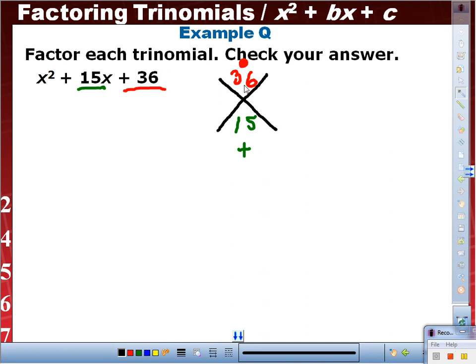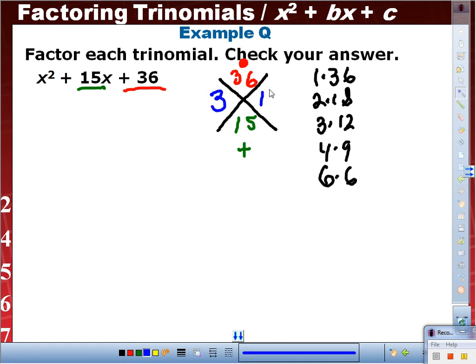So how do I start? I need to start with the factors of 36. 1 times 36, 2 times 18, 3 times 12, 4 times 9, and 6 times 6. Which of those pairs adds up to give me 15? 3 times 12. Yeah, 4 and 9 are only 13, and this is 15, right? Okay, so you're just paying attention right now.